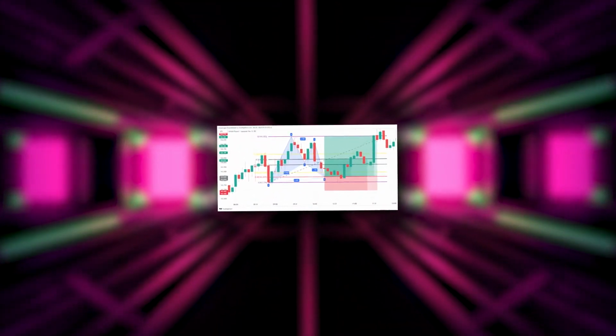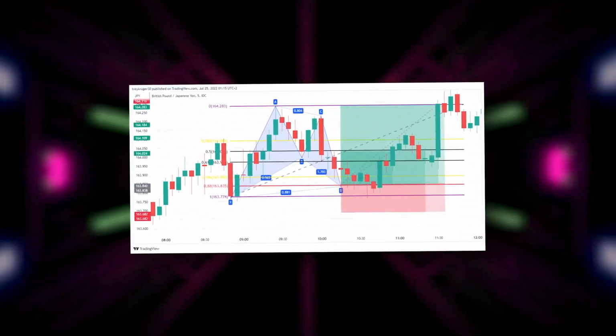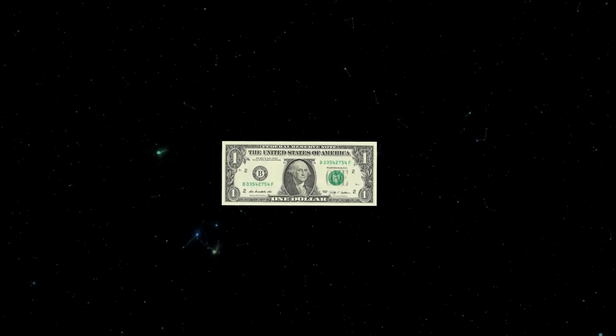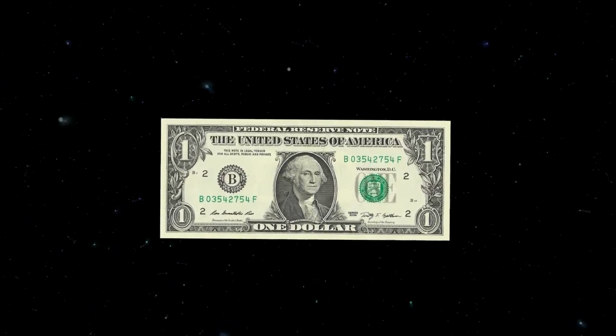So now that we have all the settings in place, it's now time to go over the actual strategy itself. We will be trading with Forex as that's what all the backtests and trades were taken on when testing this strategy.